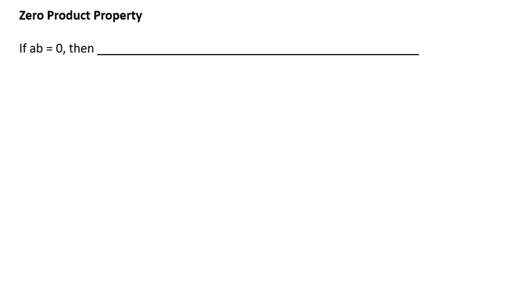In this video, we're going to look at solving a quadratic equation by factoring. But before we do that, we need to look at something called the zero product property. Now, I have the beginning of the zero product property written here. Can you figure out what would be after the word then? If a times b is equal to 0, then what? What would have to be true about a and or b?